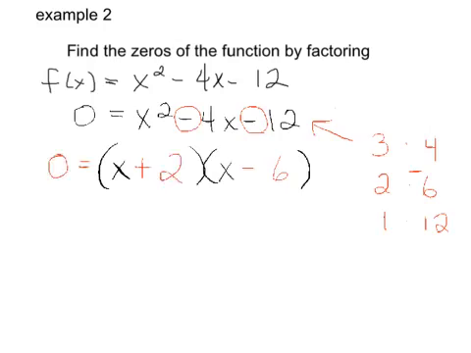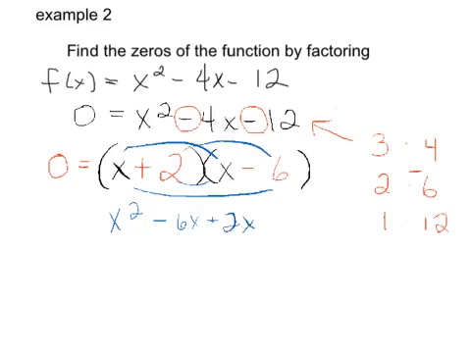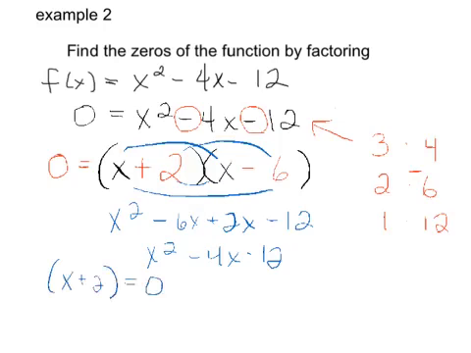Makes sense? Now let's check this, make sure we did it right. I'm going to FOIL it. First, outer, inner, last. First, x squared, outer, negative 6x, inner, positive 2x, last, negative 12. X squared minus 4x minus 12. We did it right. Now, hopefully I have enough room to finish. We need to take each set of parentheses when we factored it and set them equal to 0 and solve for x.